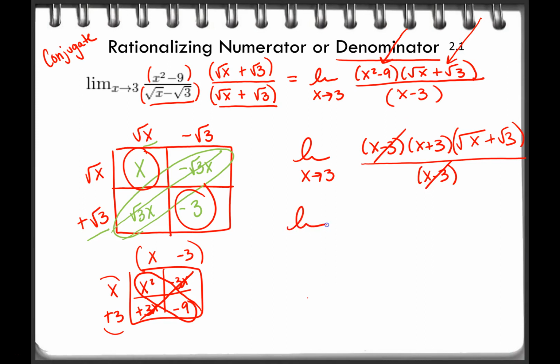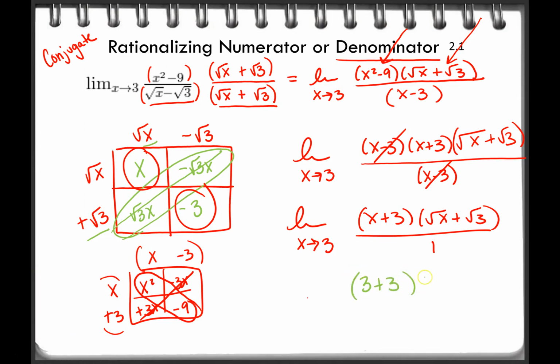And now I'm left with the limit as x approaches 3 of x plus 3 times the square root of x plus root 3 all over 1. Now can I plug in? Yes, I can. So I'm going to take that 3 and I'm going to plug in. That's going to give me 3 plus 3 times the square root of 3 plus square root of 3 all over 1.